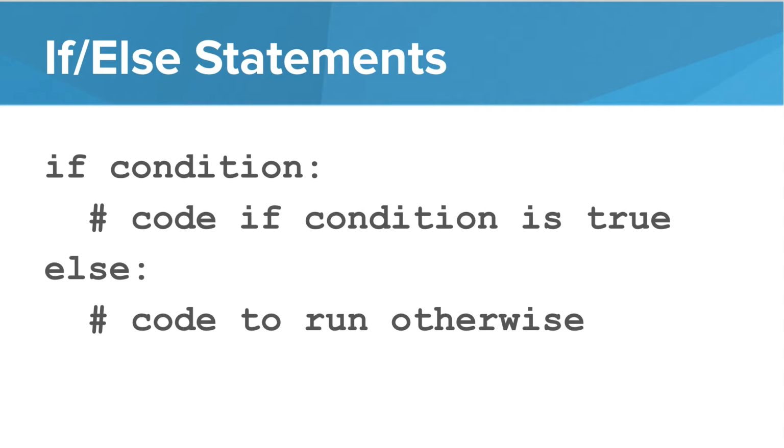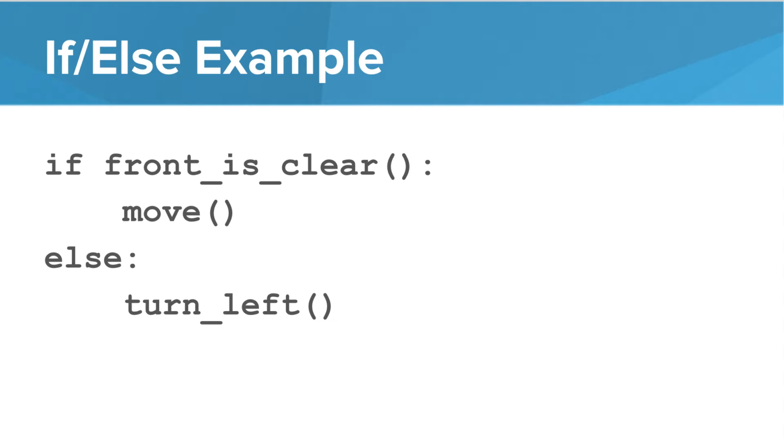Let's introduce if-else statements. We say, if some condition is true, then we execute some code. Otherwise, we have some different code that we might want to run. There are two options here. There's one thing that says we can run this if the condition is true, and one thing that says we run this code otherwise. Let's look at an example. You can say, is the front clear? Then you'll move. Otherwise, else, we will turn left.